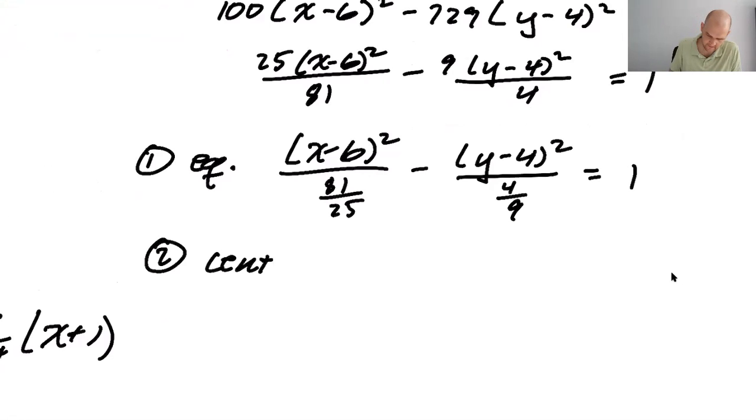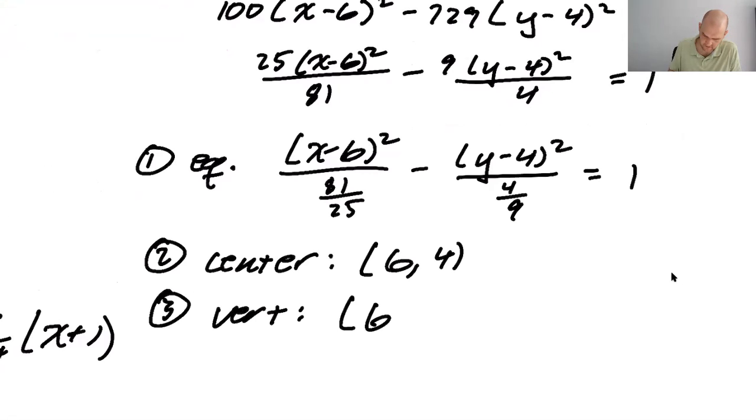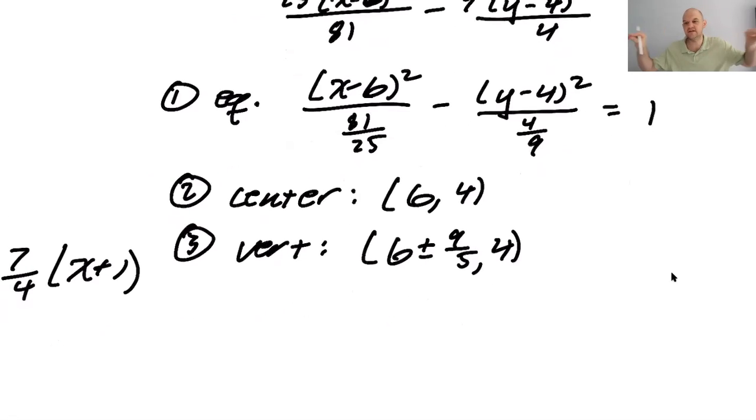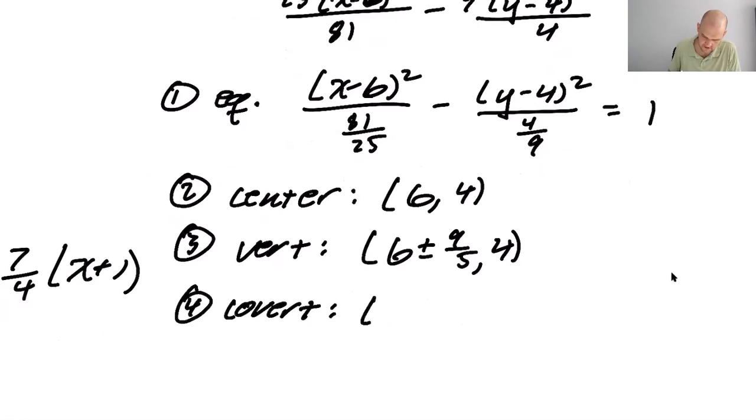The center, x goes with h, y goes with k, so 6, 4. Vertices, so I'm at 6, and I can go plus or minus 9/5, and then 4 stays the same. So it's eating the x-axis, if you like. Co-vertices. So it's 6, and then we're at 4, and we can go plus or minus 2/3.